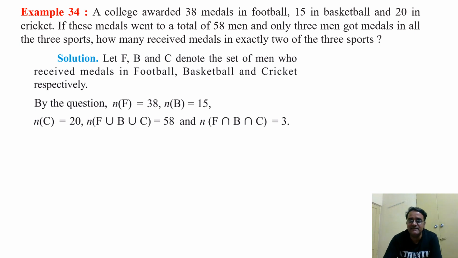N of F is given, that is 38, and N of B is given, that is 15. N of C is given, 20. And what is given? That common is 3 men. Here it is given 3 men got medals in all the 3 sports. So F intersection B intersection C is equal to 3, and total of 58 men are there, so that is the union. तो यहाँ पे ये सारे values दिया हुआ है.